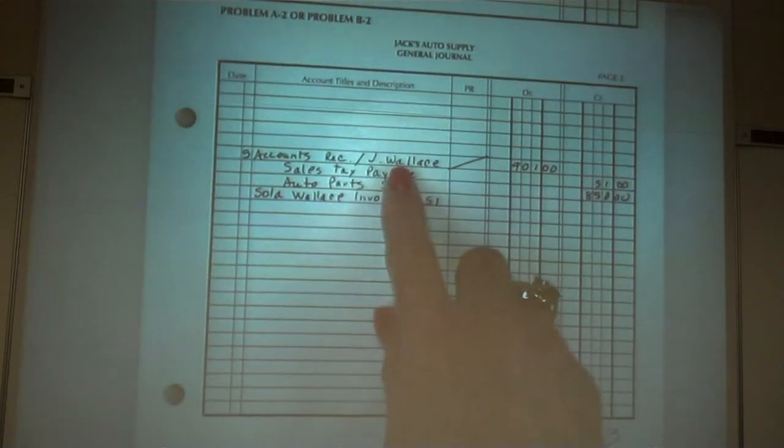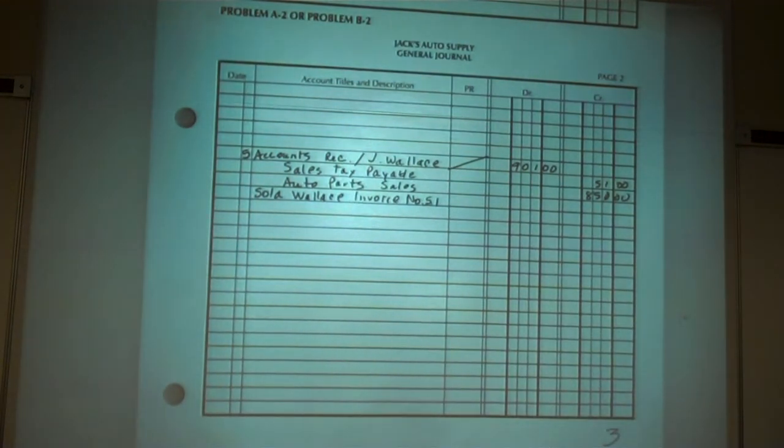When we talk about a subsidiary ledger, we have an account for each one of our customers. There's one for Jay Wallace, there's one for Woodnall, there's one for Danielson, and is that all we had? Did we just have 3?